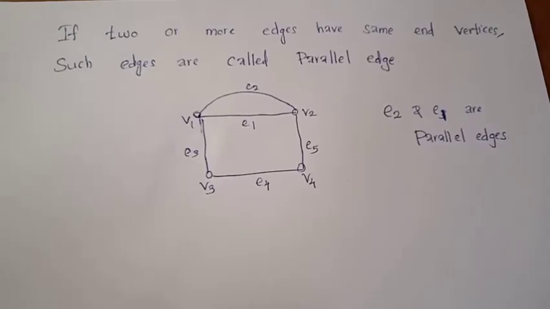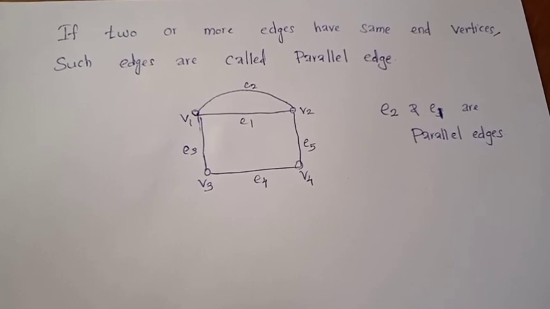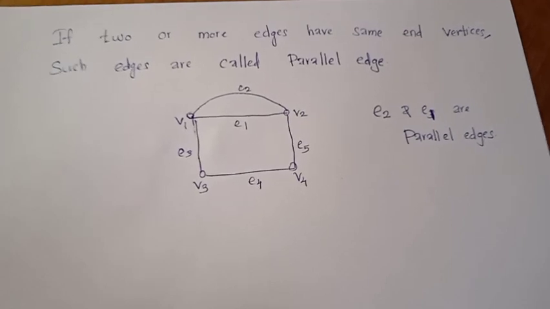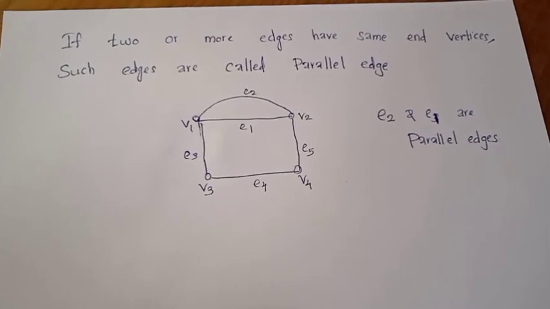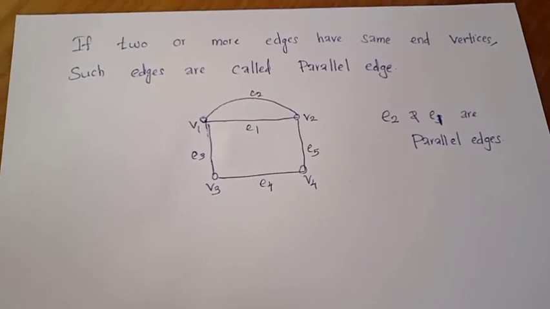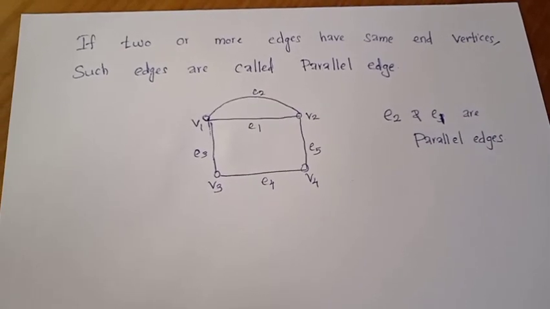If two or more edges have the same end vertices, such edges are called parallel edges. Here E2 and E1 are parallel edges that have the same end vertices, that is V1 and V2.